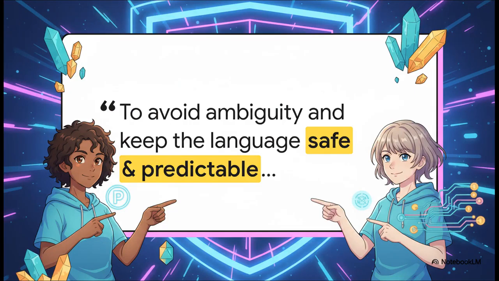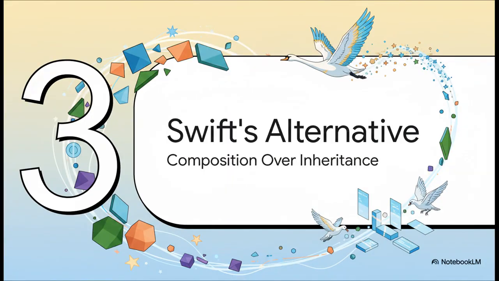And that right there, that's the whole reason. That's why Swift's designers said, you know what, we're just not going to do that. They chose to completely sidestep this problem to keep the language safe and predictable. It was a core design goal from day one. Okay, so if Swift avoids that whole mess, what does it offer instead? Well, it turns out it's an incredibly elegant solution that's all about something called composition.